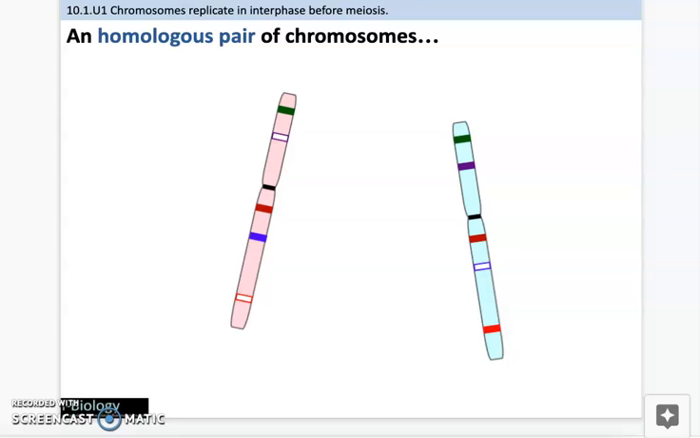Okay, so this is a homologous pair of chromosomes. You can see that they do have the alleles all at the similar loci, and then they're also the same length, and they have their centromeres at the same location. So those are some of the clues that you can tell that they are a homologous pair of chromosomes, one from the mother and one from the father.